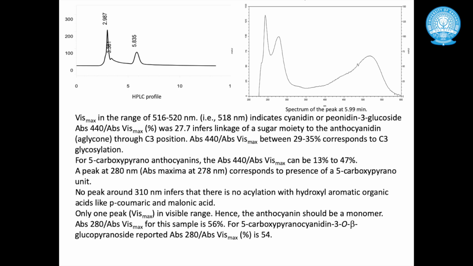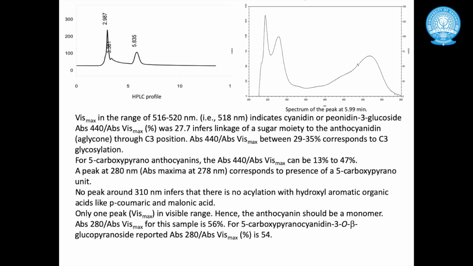Similarly, if you see the last para on this slide, only one peak is visible in the visible range of light, that is at 526 nanometers. Hence the anthocyanin should be a monomer. If there are two peaks, it may mean that the molecule indicated by this chemical signature is a dimer, but here it is only one peak, so it is a monomer.